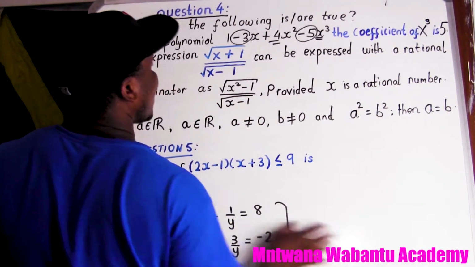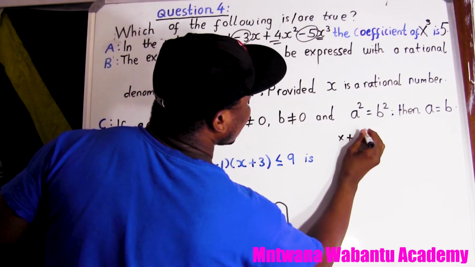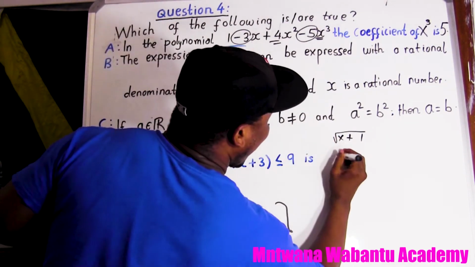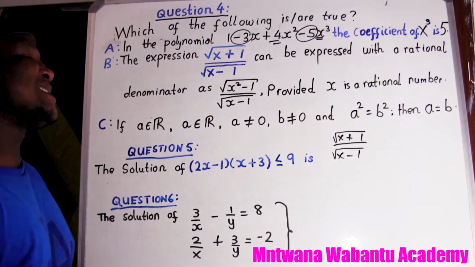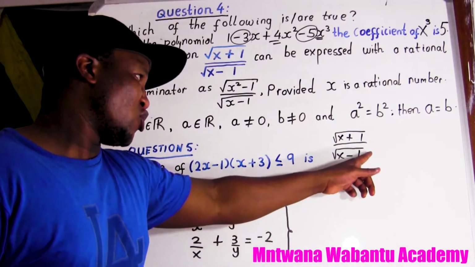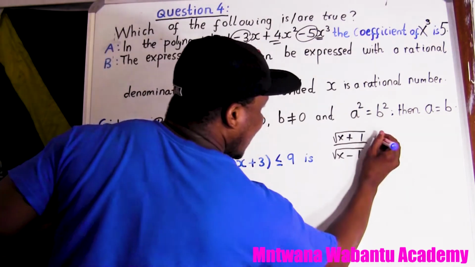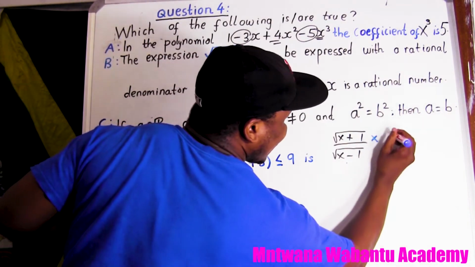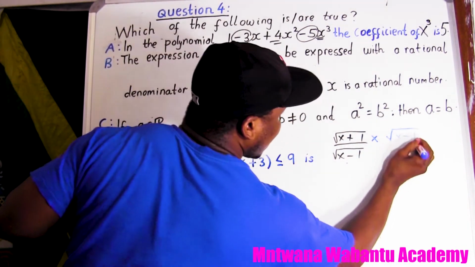If somebody, okay, there's a question here. They give us the root of x plus 1 over the root of x minus 1. When you rationalize the denominator, most of the time you do that when you have roots, and they want you to rationalize the denominator. For this case, I'm going to multiply by this denominator, which is the root of x minus 1.